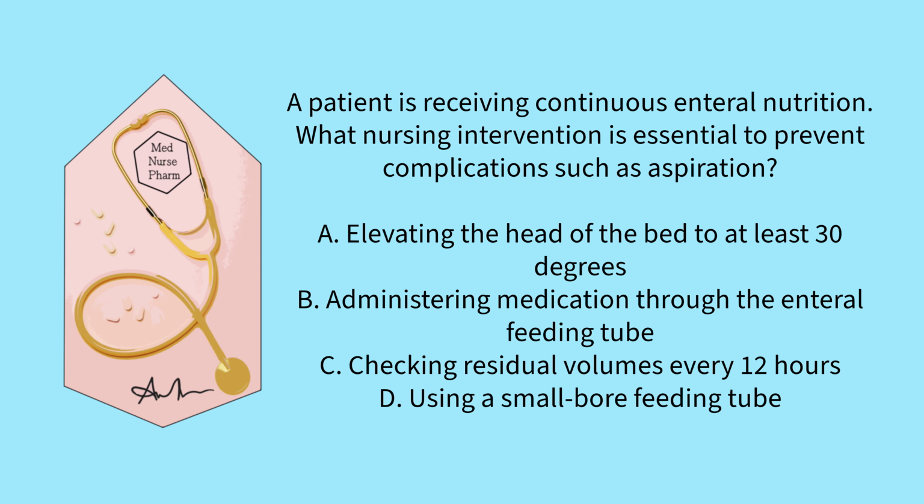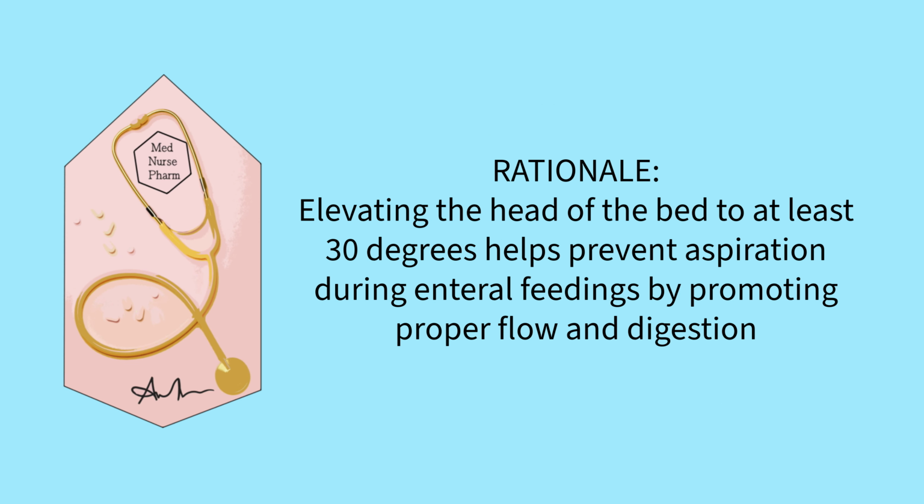A patient is receiving continuous enteral nutrition. What nursing intervention is essential to prevent complications such as aspiration? Elevating the head of the bed to at least 30 degrees, administering medications through the enteral feeding tube, checking residual volumes every 12 hours, or using a small bore feeding tube. Elevating the head of the bed to at least 30 degrees helps prevent aspiration during enteral feedings by promoting proper flow and digestion.